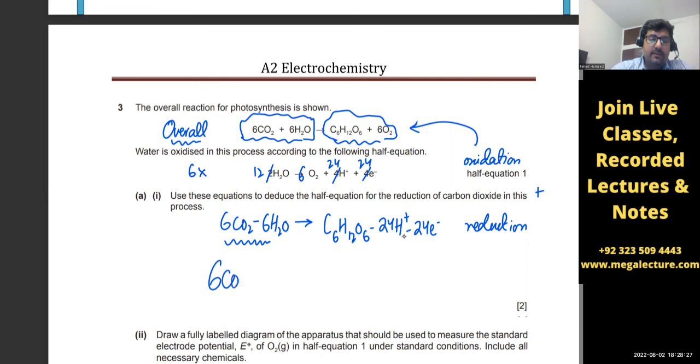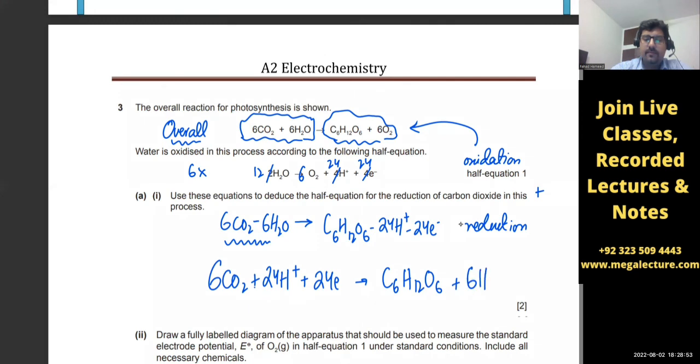Okay, so I'm going to rearrange this. Minus 24H plus 1, minus 24 electrons, bring it to the other side, the left side. So it will become plus 24H plus 1 plus 24 electrons. And in my product side, I'll have glucose, which is C6H12O6. Okay, minus 6H2O to the other side, that's plus 6H2O. So that is the missing half equation.